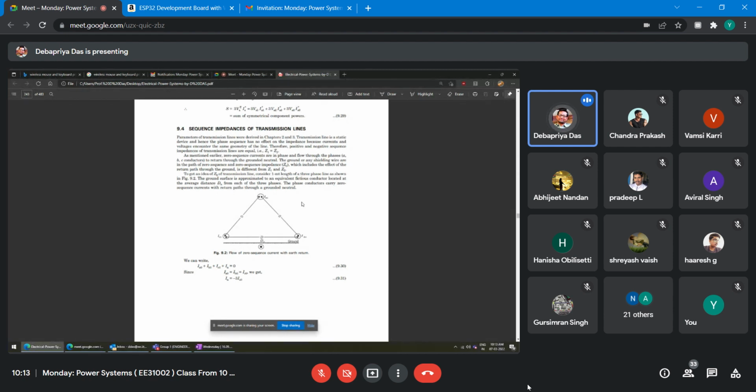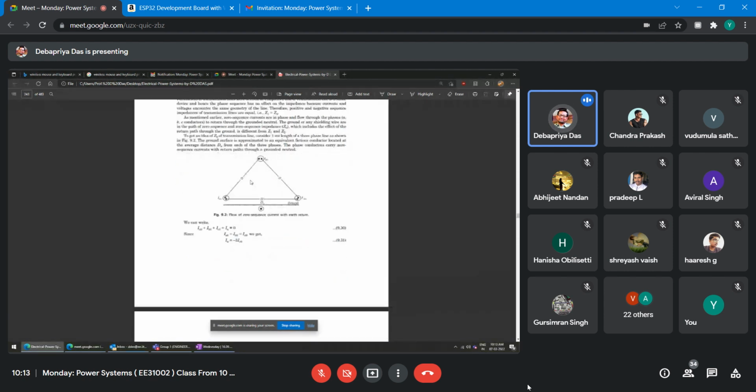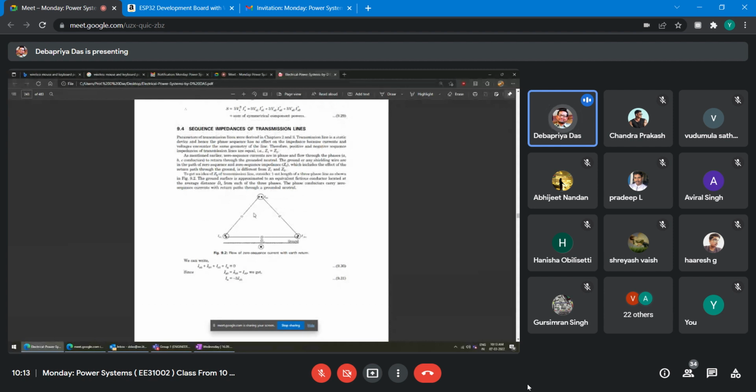So now suppose you want to get an idea. This is a simple example, just for the purpose of illustration: a transmission line, considering 1 meter length of a three-phase line as shown here. The ground surface is approximated, this is an assumption, to an equivalent fictitious conductor located at the average distance dn. This is given as the average from the conductor, it is dn, right? Very, very rough assumption. The phase conductors carry zero sequence current with return path through a grounded neutral.